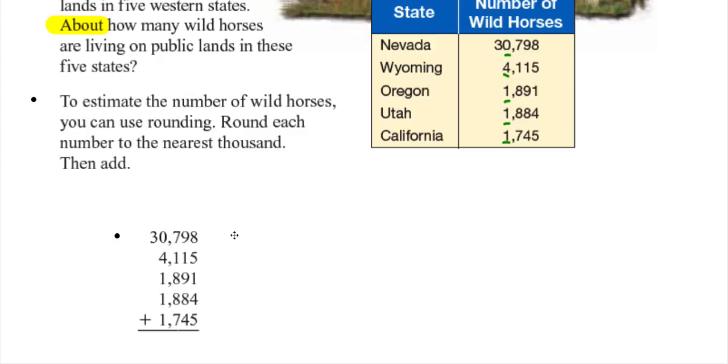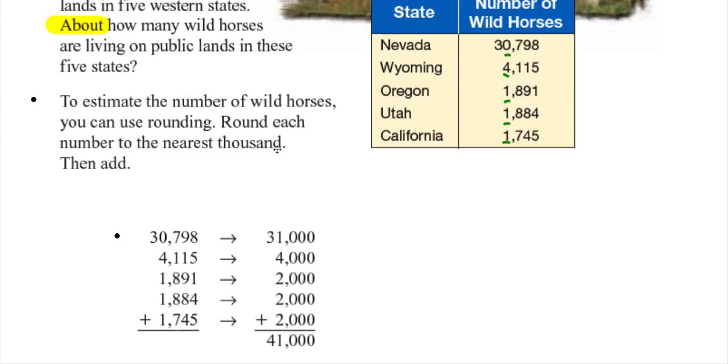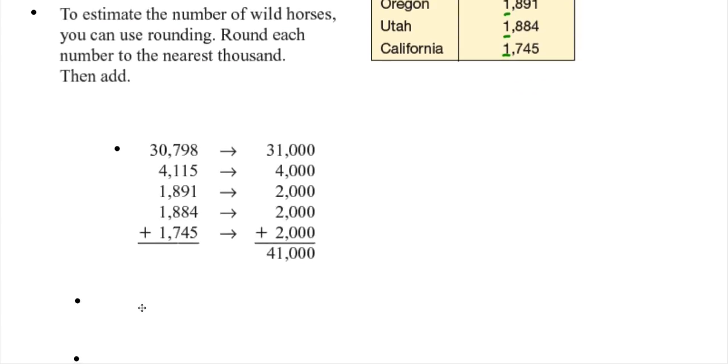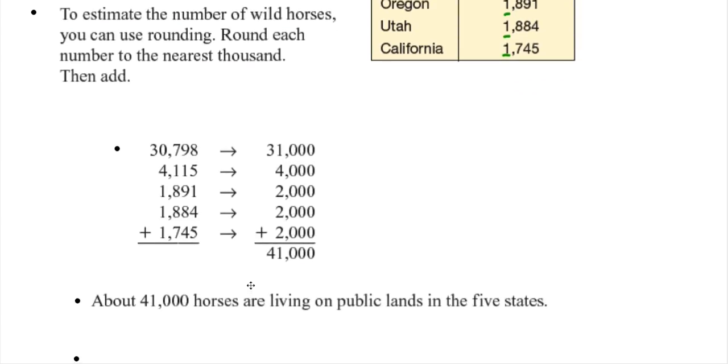30,798 plus 4,115 plus 1,891 plus 1,884 plus 1,745. We round them to the nearest thousands place. We have 31,000 plus 4,000 plus 2,000 plus 2,000 plus 2,000. The number of horses will be about 41,000 horses. So about 41,000 horses are living on public lands in the 5 states.